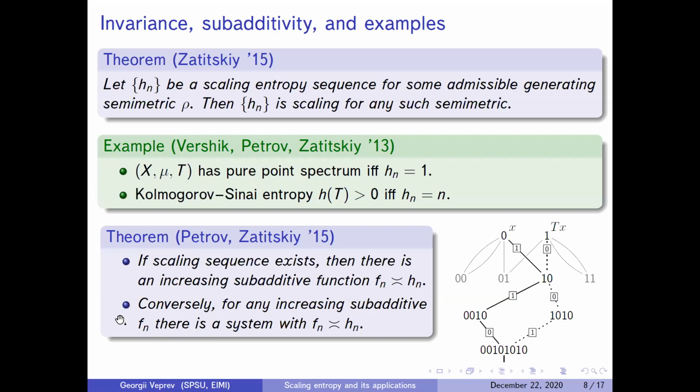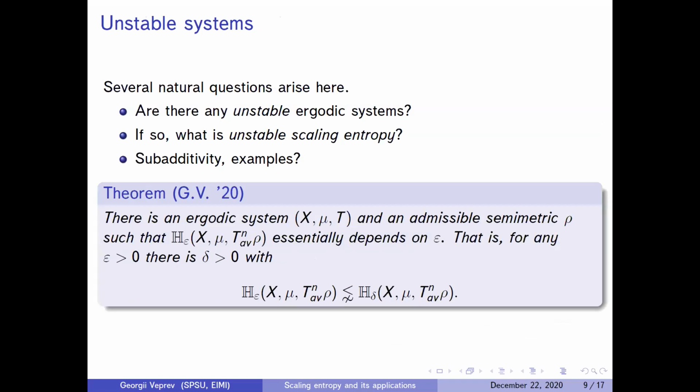So in particular, this theorem says that there are uncountably many non-isomorphic zero entropy systems which have a scaling entropy sequence. However, the natural question is, does this sequence always exist? If it exists, we call a system stable, and if not, we call it unstable. And so if there are unstable systems, what is the scaling entropy for those? And what happens with subadditivity results?